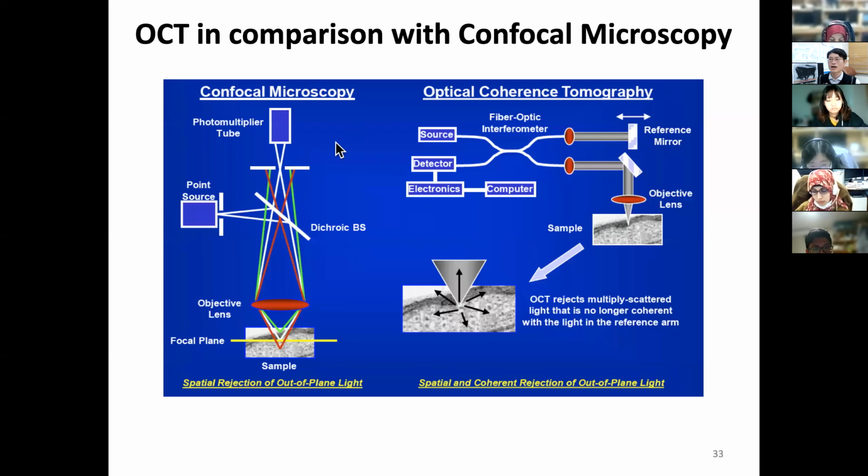And I have this slide for how confocal microscopy and OCT are different. Confocal gets optical sectioning based on the pinhole to reject out-of-focus light. OCT does not need a pinhole, but OCT uses low coherence length to get this optical sectioning based on the interference.